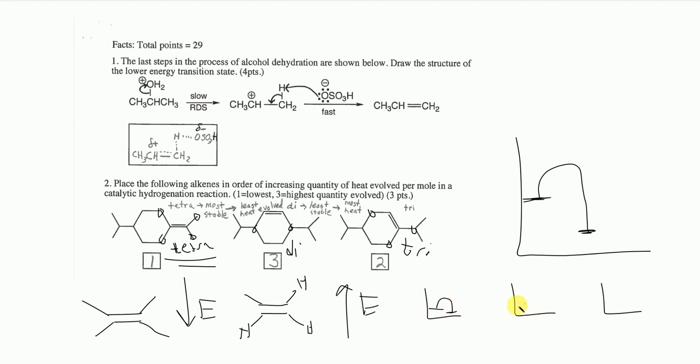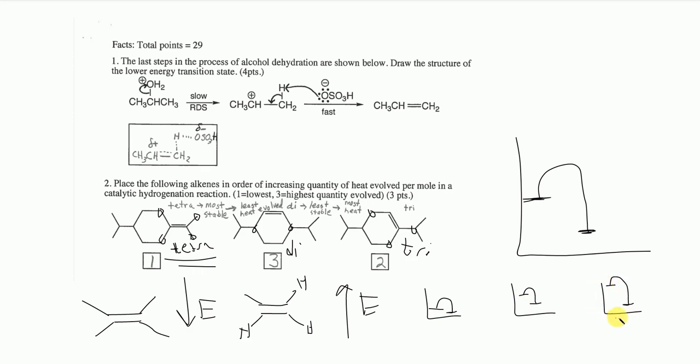Okay, I'm not saying it's going to look like that, but let's just imagine. Then the tri one is going to look something like this. Okay, and then the di is going to look something like this. So if I look at the amount of heat, the amount of heat evolved is the difference between the start and the finish points.